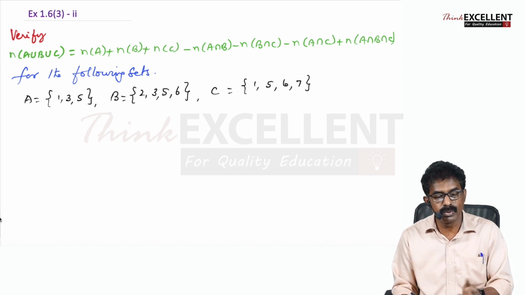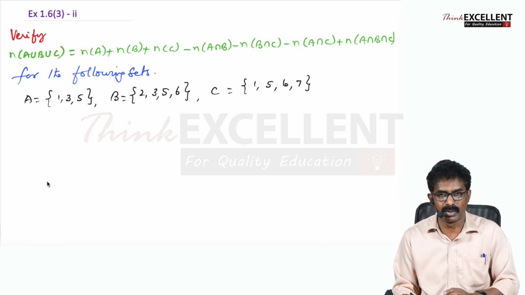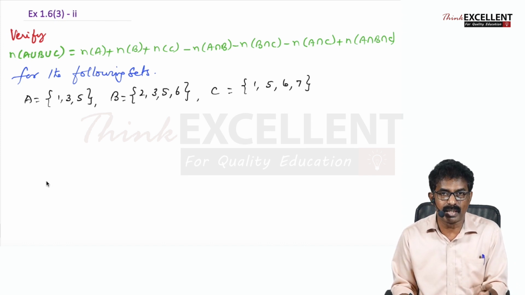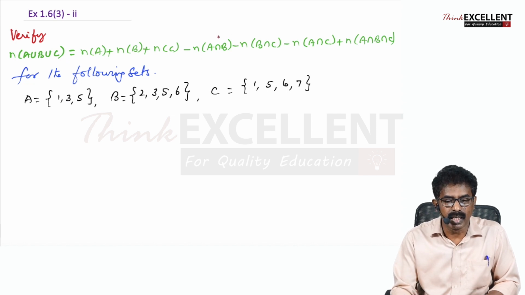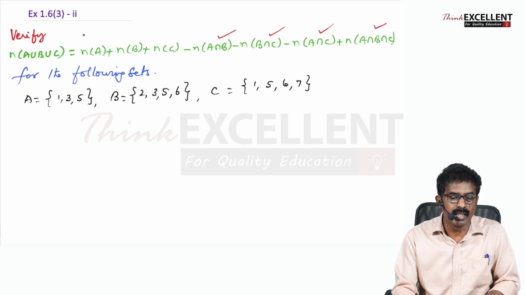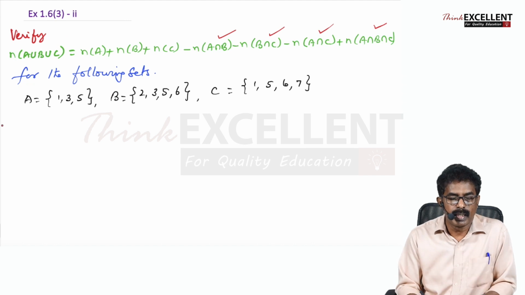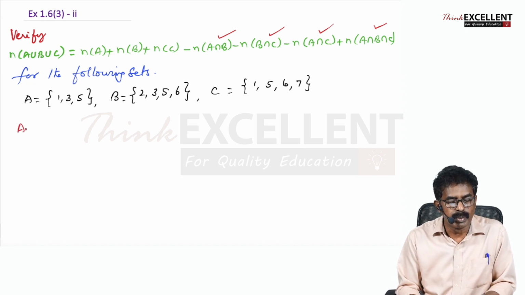For the following sets, 3 sets given here. Even if it is given in set builder form, you know how to change it, okay? But a lot of things you need, right? n of A, n of B, n of C, directly you know. Then what are the other things we need? A intersection B, B intersection C, A intersection C, then A intersection B intersection C, then A union B union C.